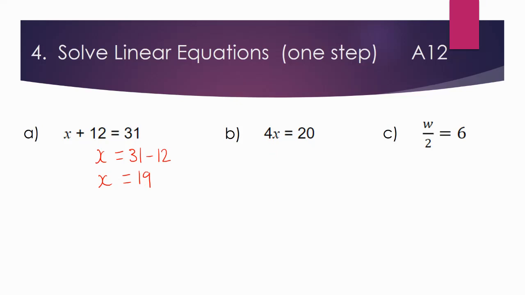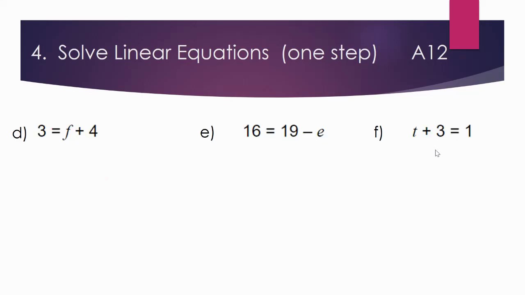This is 4x, so 4 times something is 20. So x is 20 divided by 4. Okay, 5 fours are 20. And this one, take care: something divided by 2 is 6. So w equals 6 times 2. So w is 12. So 12 divided by 2 gives us 6.